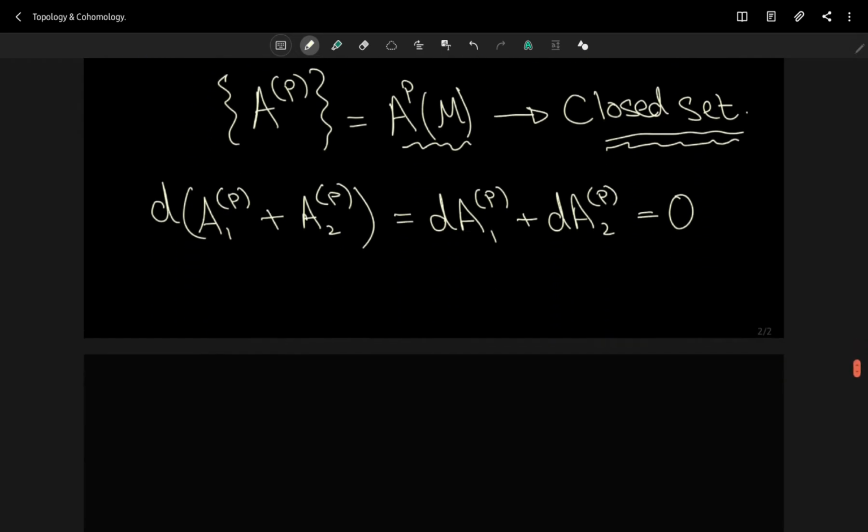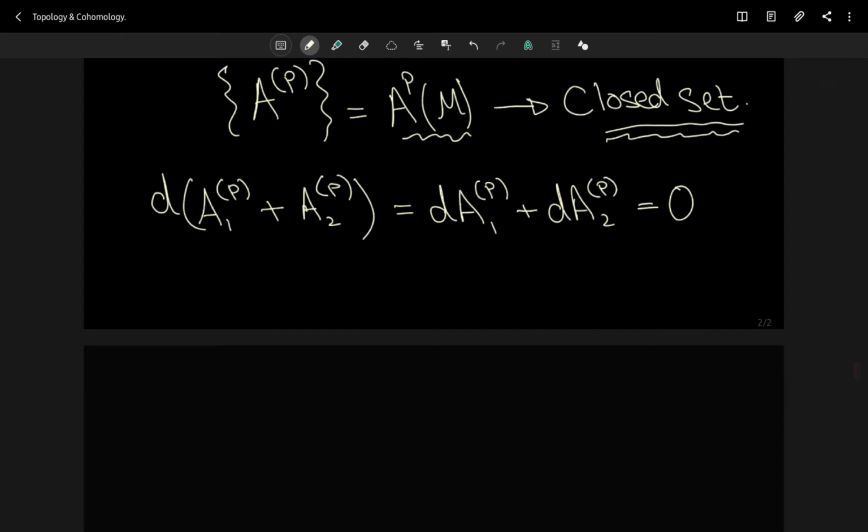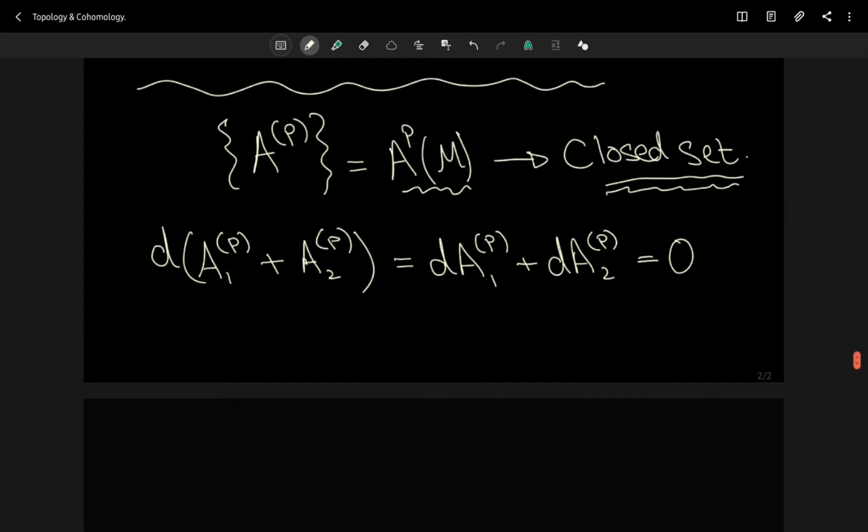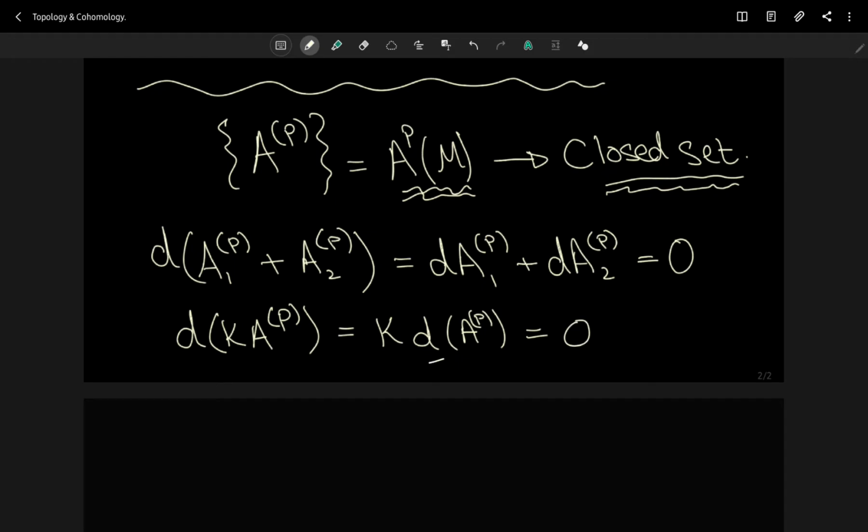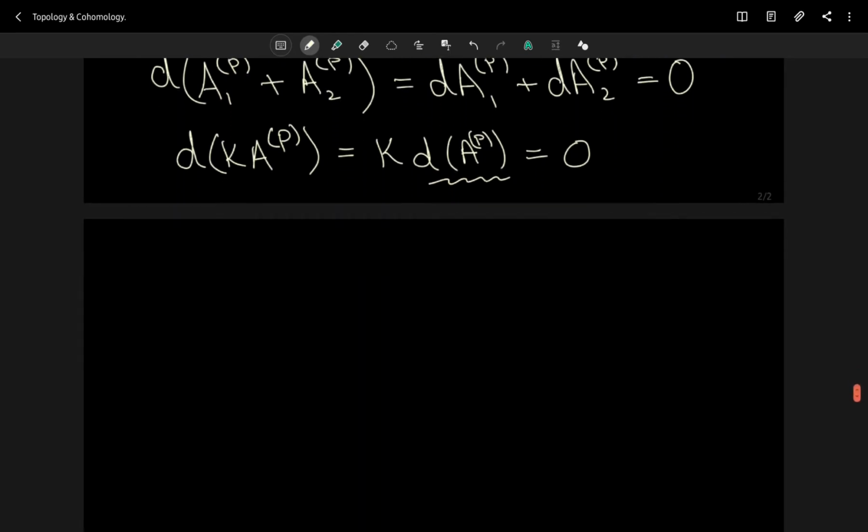Now another property for this to be a vector space structure: d of some constant k times a P form is equal to, we could take this scalar outside and apply the exterior derivative on this P form, which should be 0, because this thing vanishes for a closed set, right? Now we will consider only the P forms.